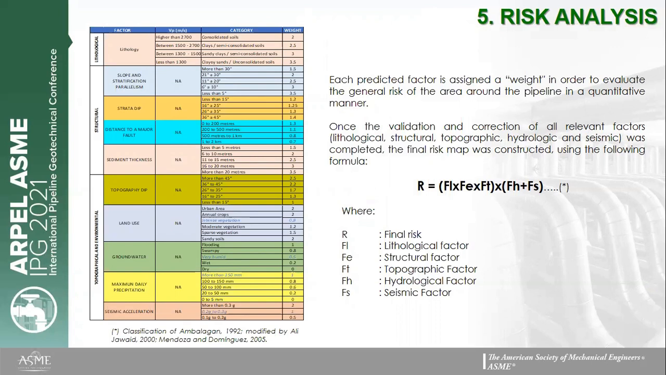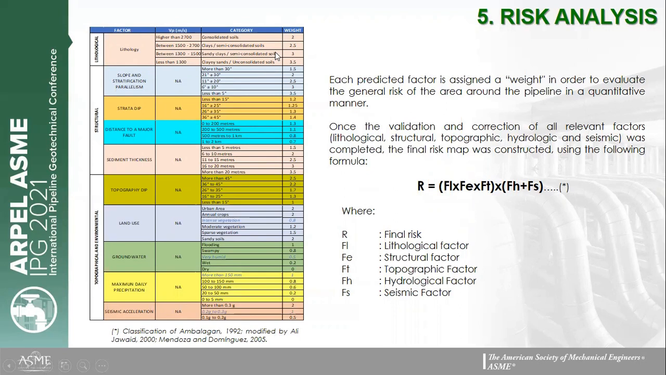The final part of this study is the 3D risk evaluation. Each predictive factor is assigned a weight in order to evaluate the general risk of the area around the pipeline in a quantitative manner.